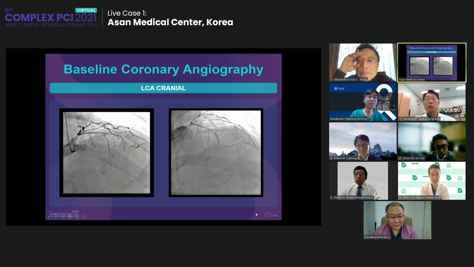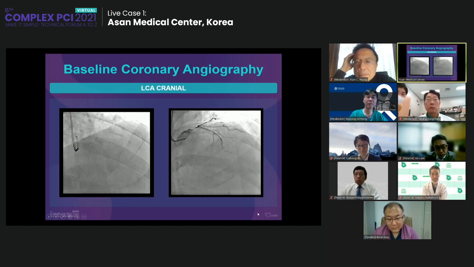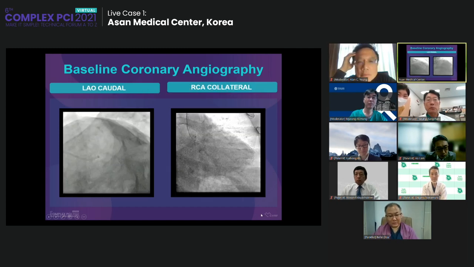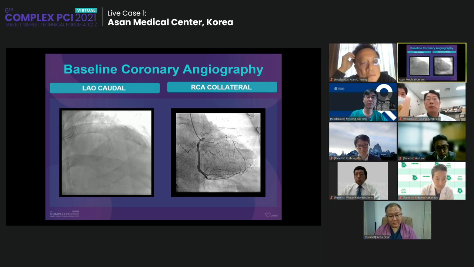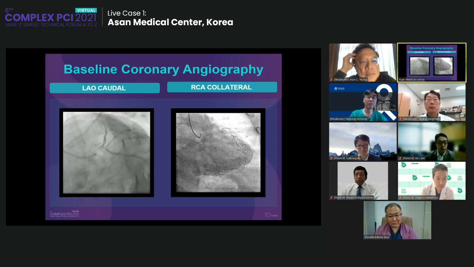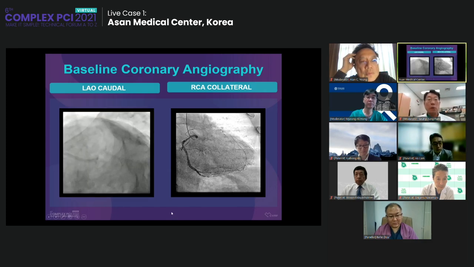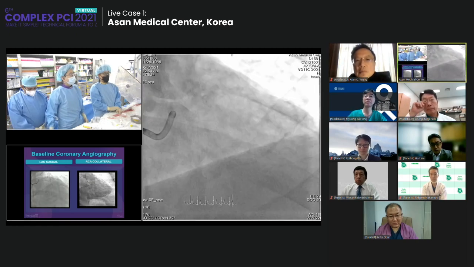This is the cranial view, and there is a very faint flow of the distal LAD. This is another view from the spider. You can see very tight left main disease here. Okay, could you show us the first coronary angio today? Yes, this is today's first coronary angio of the cranial view.